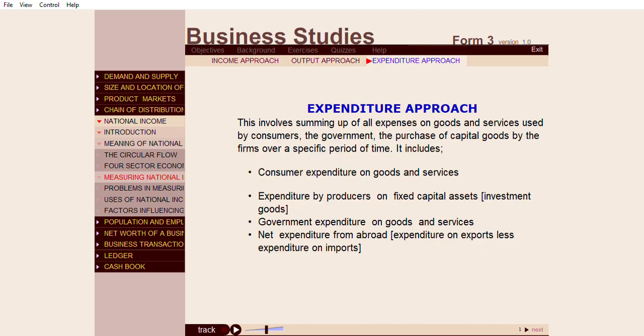Expenditure approach. This involves summing up all the expenses on goods and services used by consumers, the government, the purchase of capital goods by the firms over a specific period of time. It includes consumer expenditure on goods and services, expenditure by producers on fixed capital assets, that is, investment goods, government expenditure on goods and services, and net expenditure from abroad, that is, expenditure on exports less expenditure on imports.